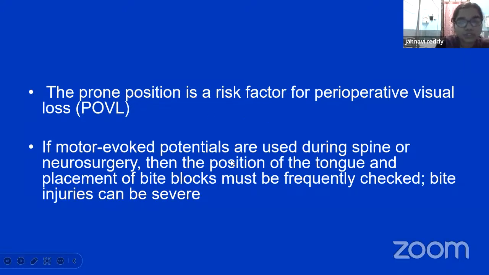If motor evoked potentials are used during spine surgery or in neurosurgery, then position of the tongue and bite block placement should be frequently checked to prevent injuries, because bite injuries are serious conditions.